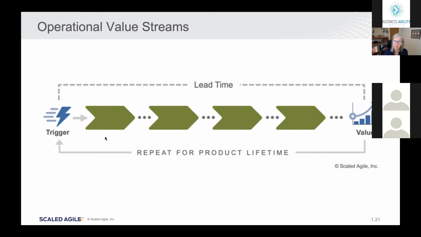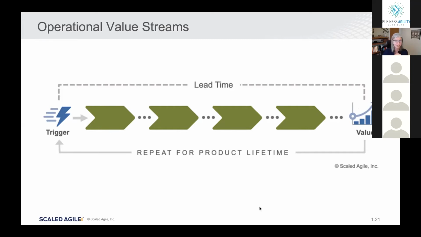Then there's going to be several steps. I'm going to have to fill out some information. Then I'm going to have to submit that information. I'm going to have somebody evaluate the loan. I'm going to have somebody grant me the loan. I'm going to have to start paying on that loan. And I'm going to need somebody to service the loan. Those are all pieces of value that are delivered through this operational value stream.